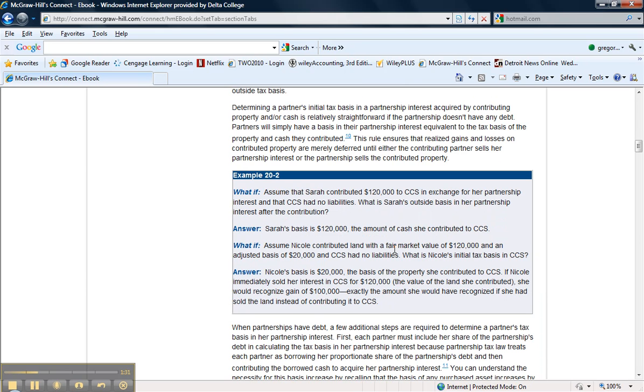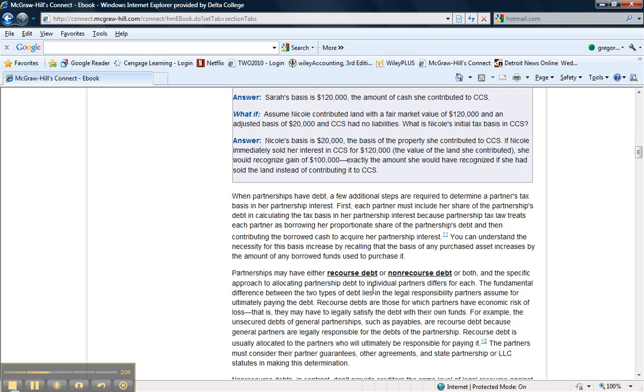What is the partner's basis in their interest? Assume that Sarah contributed 120 in cash to this partnership in exchange for her partnership interest, and that the partnership had no liabilities. What's her outside basis? Well, it's 120, the amount of cash she contributed. Here she contributed land with a fair market value of 120. The basis is only 20 though, so her basis in the partnership is only 20. It's called a carryover or substituted basis. Whatever your basis was in the asset becomes your basis in the partnership interest.